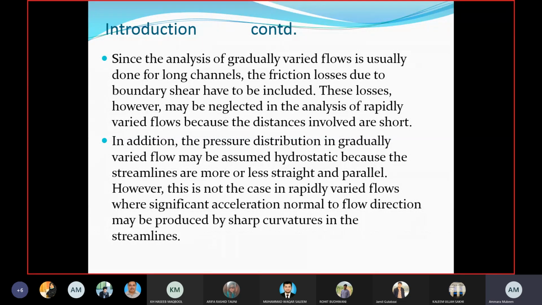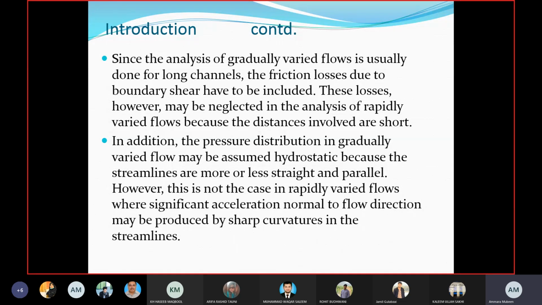That is why those frictional losses would have very negligible effect, though there would be minor losses while you study the rapidly varied flow. So we'll be discussing this in detail at a later time. In addition, the pressure distribution in gradually varied flow may be assumed hydrostatic because the streamlines are more or less straight and parallel. So first, let me ask you about hydrostatics.